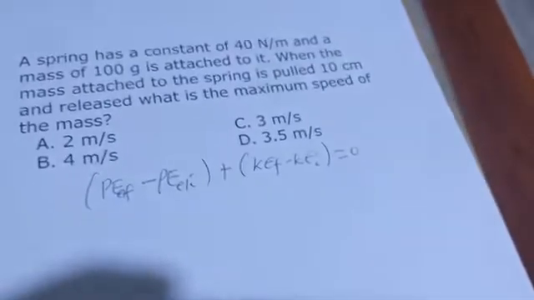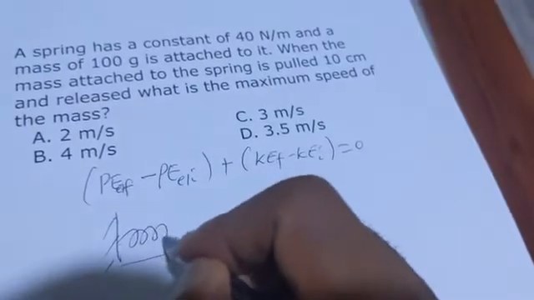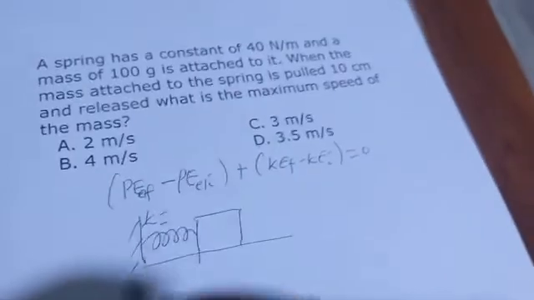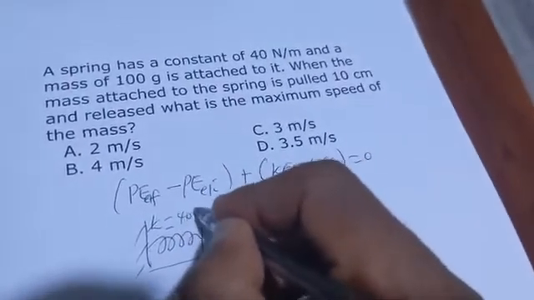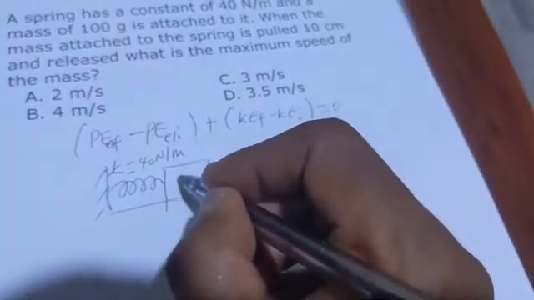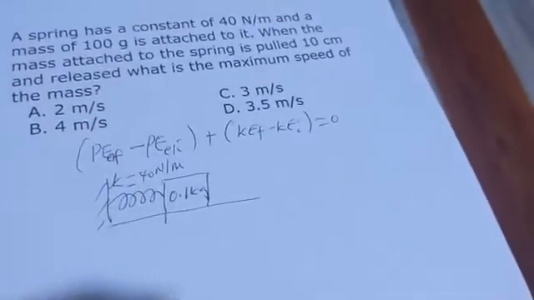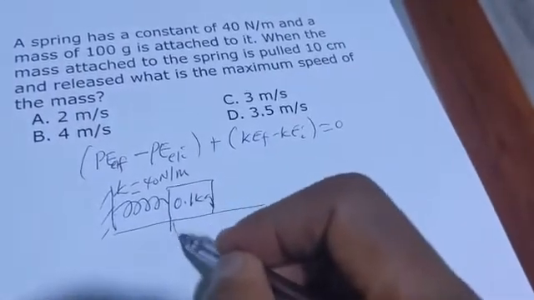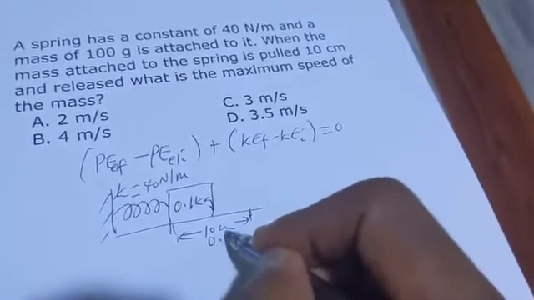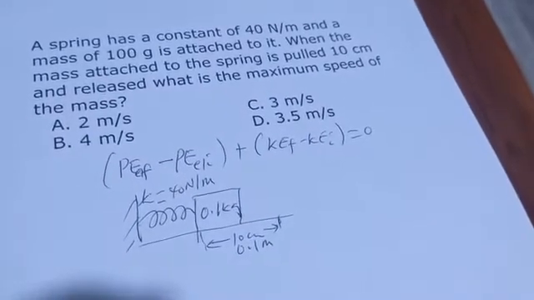is equal to 0. Now you can see here that this is just the spring, where K in this case is equal to 14 Newton per meter. And here the mass is 0.1 kilogram, 100 grams, and it is pulled 10 centimeters, which means 0.1 meter. What is the maximum speed of the mass?